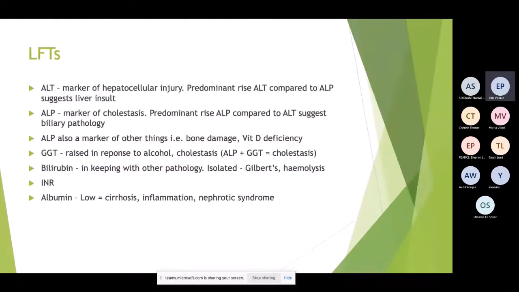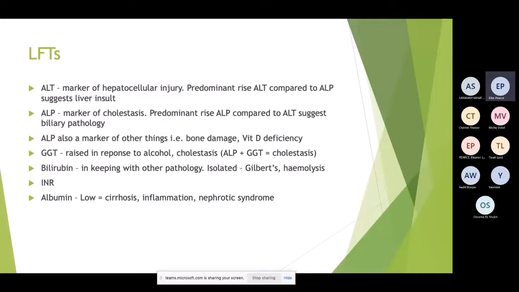And then LFTs. For your exams, it's worth remembering that ALT is the marker of liver damage itself. Sometimes you'll see numbers given in textbooks, like it's got to be 10 times the amount of this, but predominantly if you've got a big ALT rise compared to the ALP, this suggests liver damage. ALP, if that is particularly raised, is a marker of cholestasis, and that suggests some sort of obstructive picture. ALP raised in isolation is a marker of other things as well, so things like bone damage, fractures, cancers, or vitamin D deficiency.